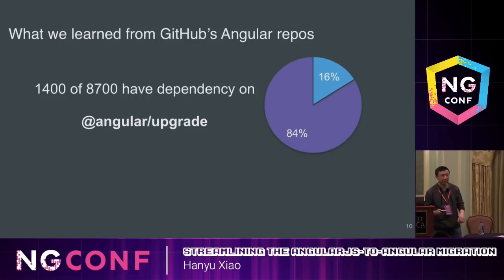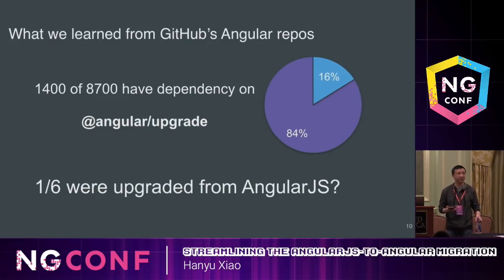So we found over 4,000 of these projects, and that's very impressive. It's 16%, or 1 out of 6, right? So that's very good news. It means a lot of people are interested in moving their AngularJS into Angular.